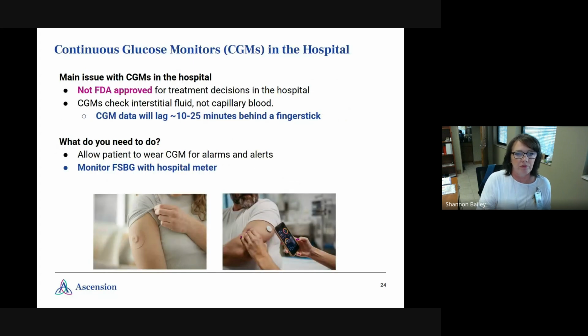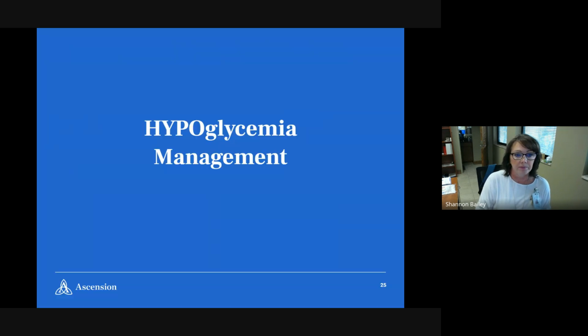And like I mentioned before, here's the information about continuous glucose monitors and to continue to use the hospital meter. The patient can still wear the sensor. That's one thing I didn't mention earlier. It's good for alarms. It will alarm if you're dropping too quick or rising too quick. And so it is nice for that. And the patient can use it for those things in the room. But we really need to continue to monitor with our meter.